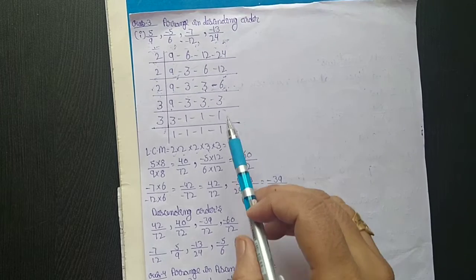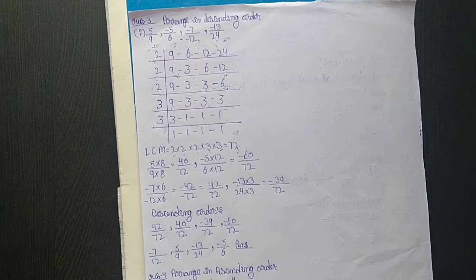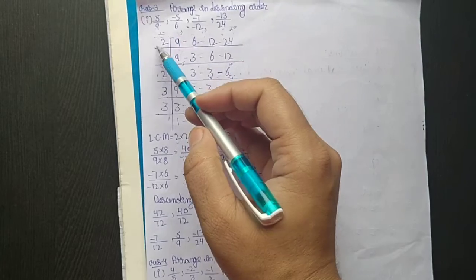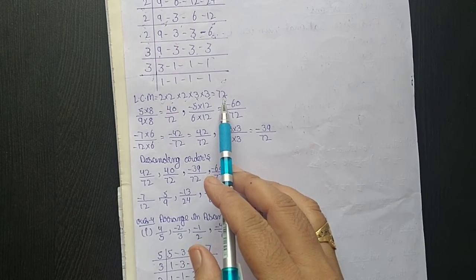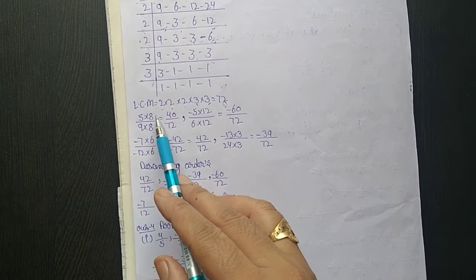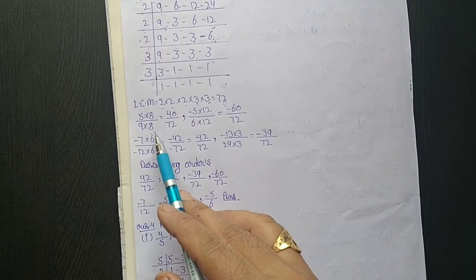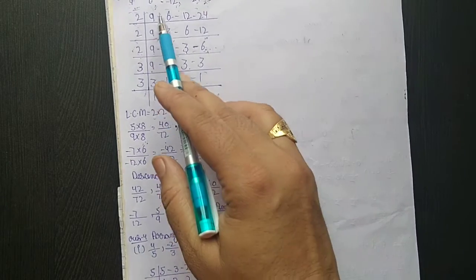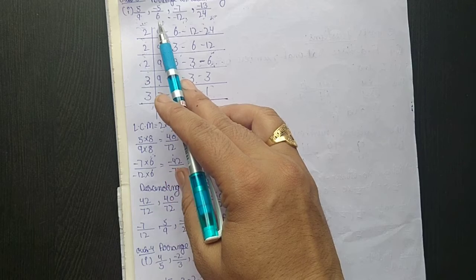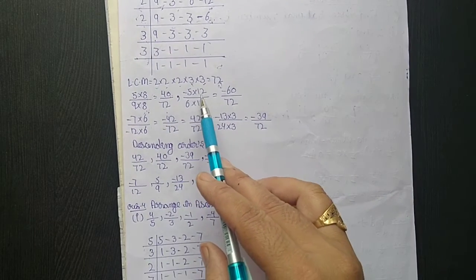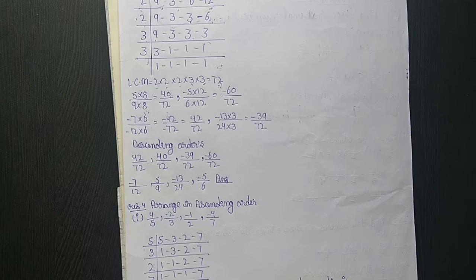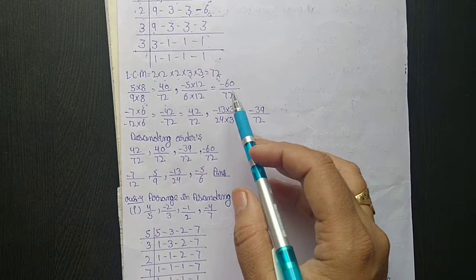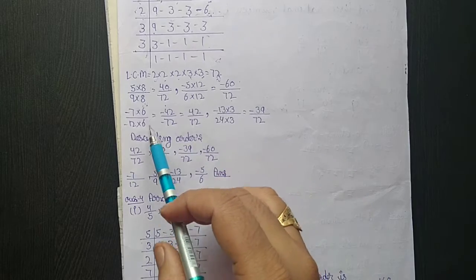us 72. So for these rational numbers, we will make the denominator equal to 72. So here first of all take 5 upon 9, then 72 divided by 9 will give us 8. So multiply here numerator and denominator with 8, we will get 40 upon 72. Here 72 divided by the next denominator, 6, so 12 will come. Multiply numerator and denominator by 12. So here we will get minus 60 upon 72.